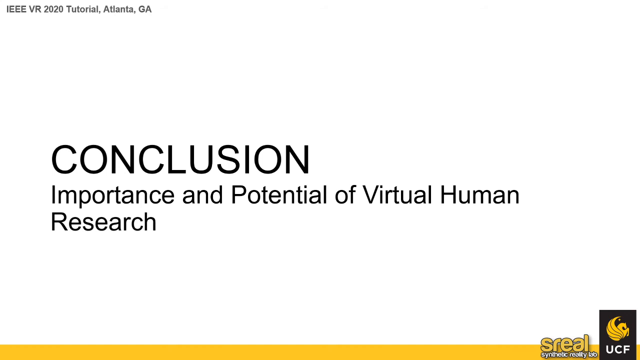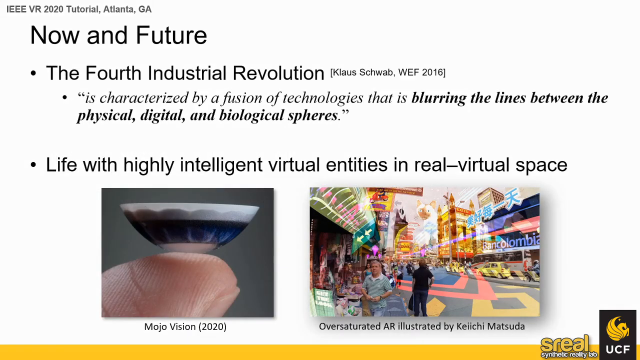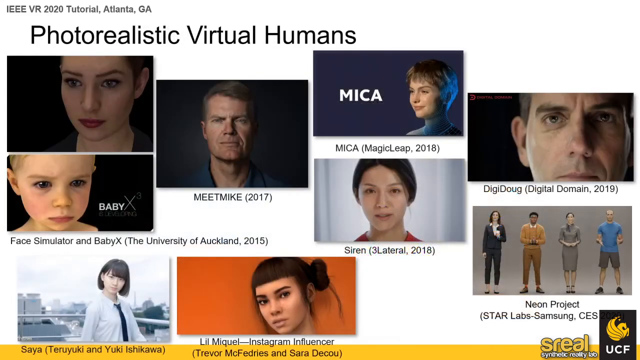In conclusion, we would like to emphasize the importance and potential of virtual human or virtual character research. We are facing a new industrial revolution, which is characterized by a fusion of technologies that is blurring the lines between physical, digital, and biological spheres. We'll be living in a life with highly intelligent virtual entities. Those virtual entities will be visually realistic, so we might not be able to distinguish them from real humans.